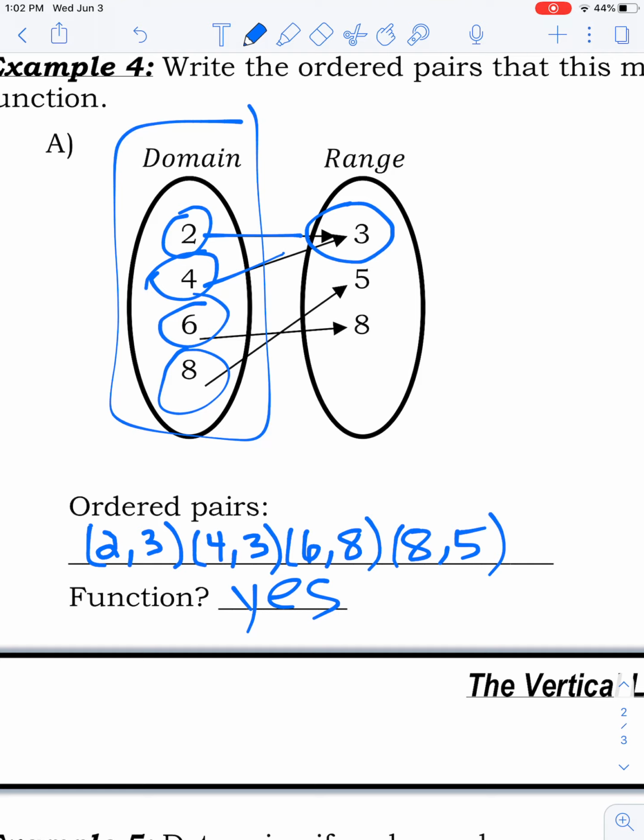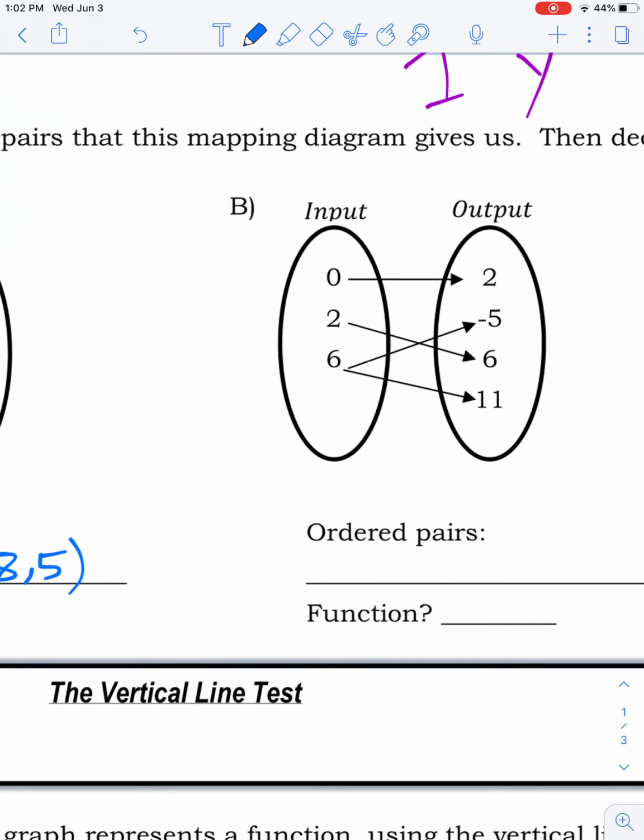The 6 and the 8 only go to one number. So every domain has exactly one range. Every input has exactly one output. They can all have the same output or y value. That doesn't matter. It's the x values that we take a look at. So yes, that is a function.